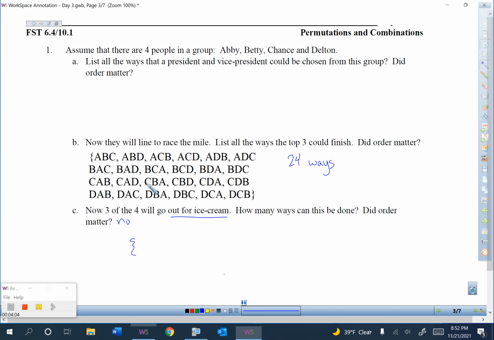The second one, then, I want to leave someone else out. I'll let Abby, Betty, and Delton go together. Then I'll let Abby, Delton, and Chance go together. And finally, we want to let Abby be left out. So we'll let Betty, Chance, and Delton go together. And if I rearrange these, like B, A, C, it still says that Betty, Abby, and Chance are going out for ice cream. So it's identical to that first one we listed out. So there are only 4 possible ways for this one.